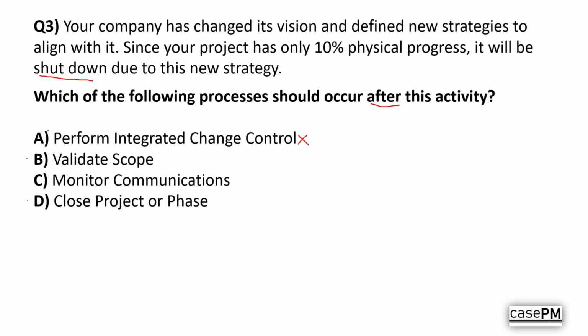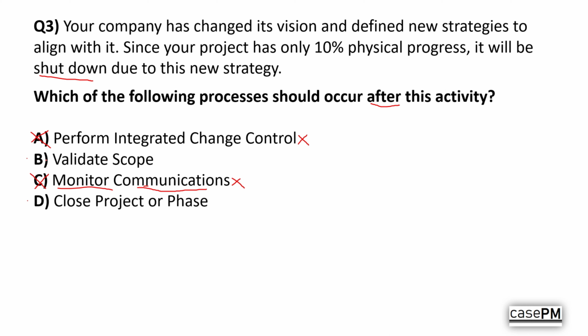So A does not happen after the shutdown decision. Eliminate A. C. Monitor communications is an ongoing monitoring process to ensure information flows properly. While we will certainly communicate the termination and next steps, monitor communications is not the discrete next process the question is asking for. Let's eliminate C.